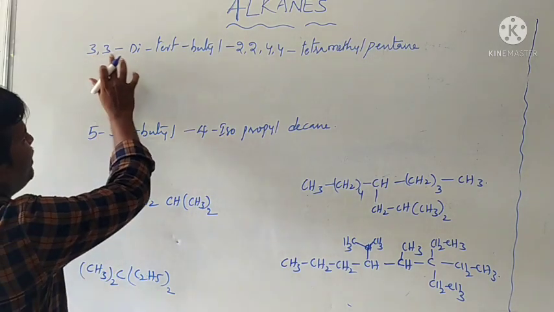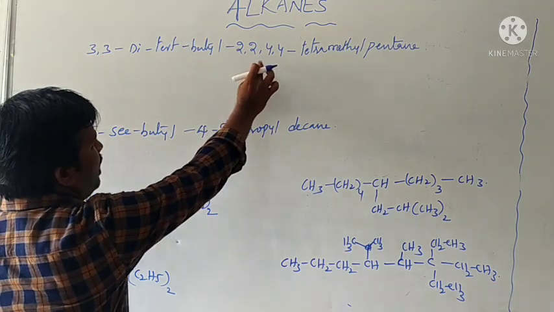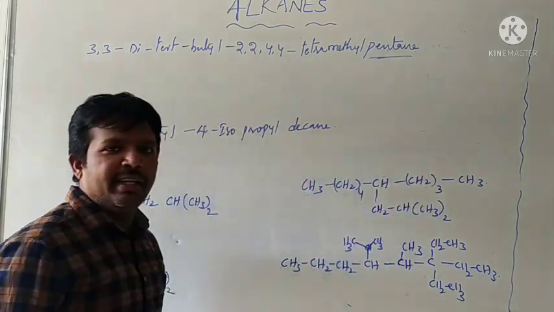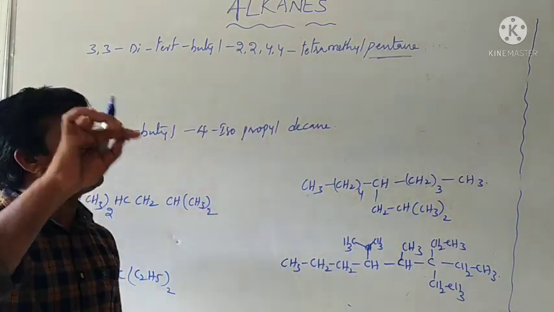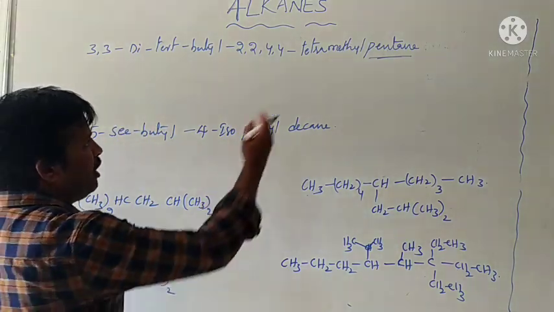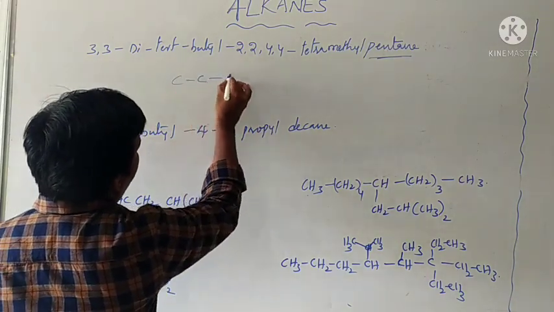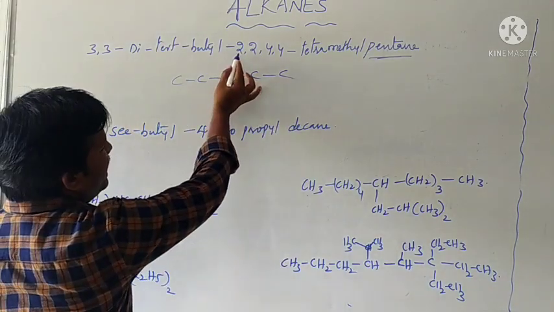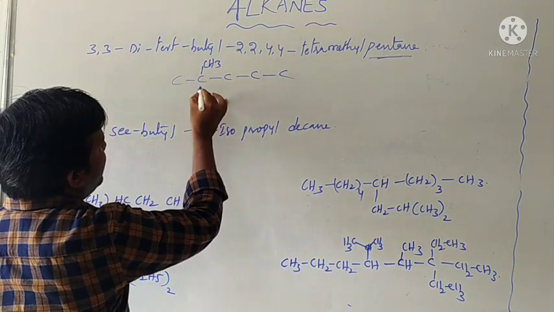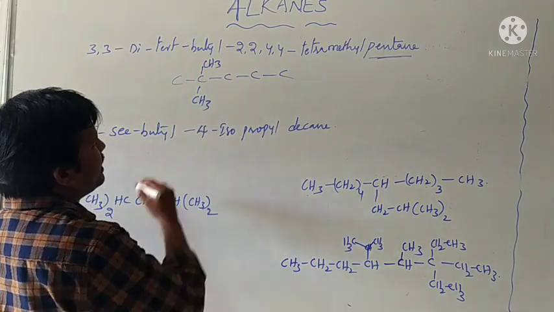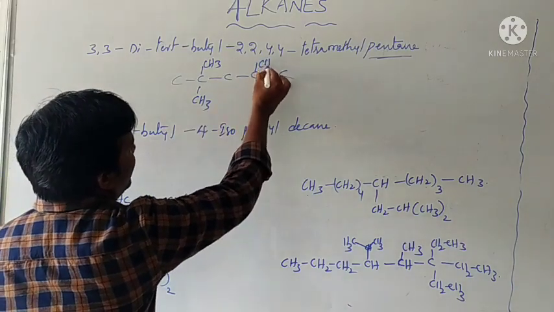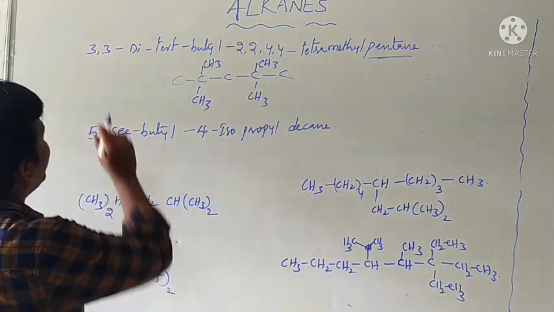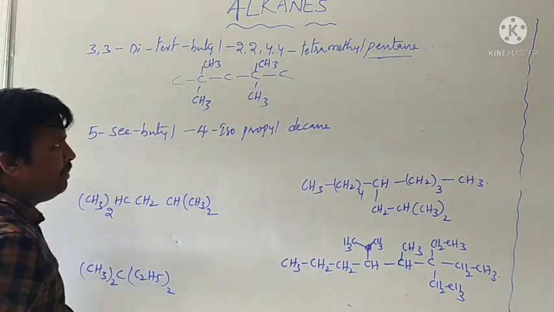Here, 3,3-ditertiary butyl 2,2,4,4-tetramethyl pentane. Here, pentane itself indicates the number of carbons present in the main carbon chain. Pentane itself indicates the main carbon chain contains 5 carbons. The substituents: a methyl group present at 2,2 and another 2 methyl groups present at the fourth position, 4,4. And 3,3-ditertiary butyl.